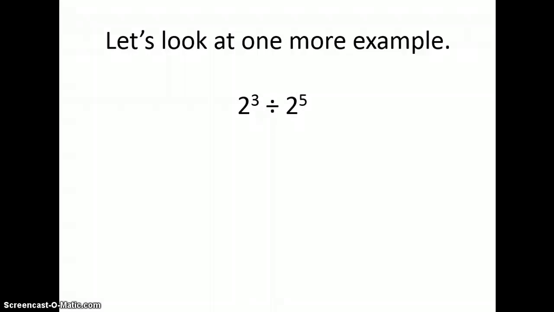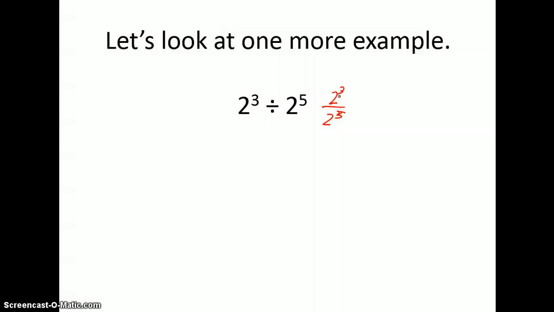Here's a different example. 2 to the 3rd power divided by 2 to the 5th power. And let's look at that if I write it as a fraction. Looking at this problem here, I notice right away that the number in the numerator is actually going to be smaller because 2 to the 3rd power is going to work out to be a smaller number than 2 to the 5th power. So let's see how that affects how I solve this problem.